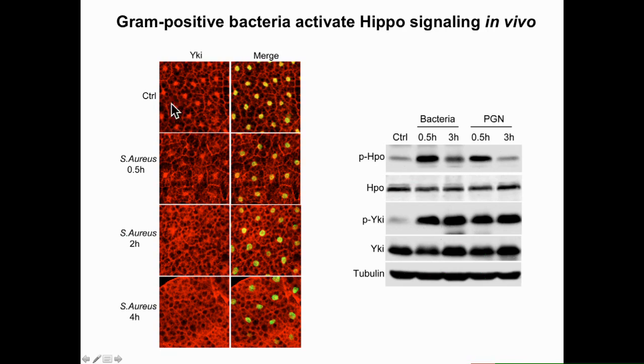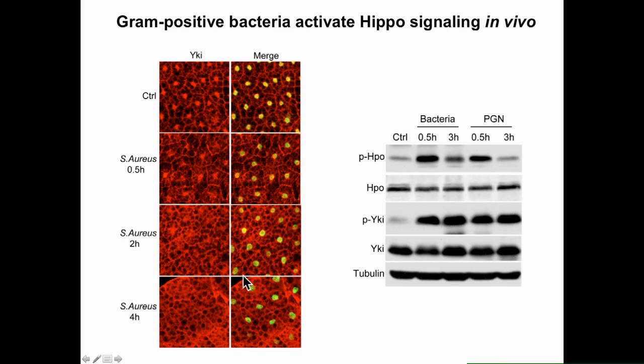What's interesting is that in the wild-type fat body, most of the Yorkie protein is concentrated in the cell nucleus, okay? So the green dye is the nuclear dye. You can see that most of Yorkie is in the nucleus in the fat body. However, after S. aureus, which is a gram-positive bacteria, infection, Yorkie starts to be delocalized from the nucleus, and by 2 or 4 hours after infection, you can see that most of the Yorkie is now in the cytoplasm.